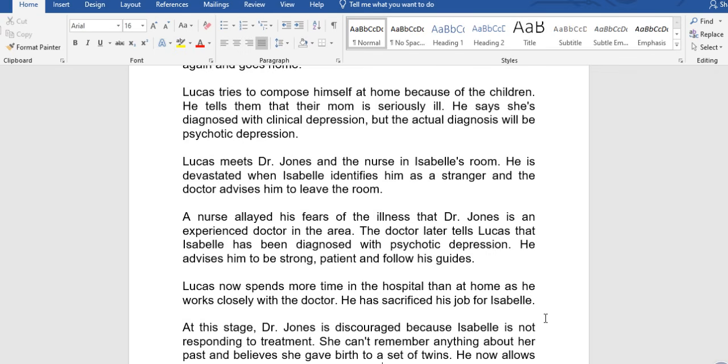The doctor later tells Lucas that Isabel has been diagnosed with psychotic depression. He advises him to be strong, patient, and follow his guidance.